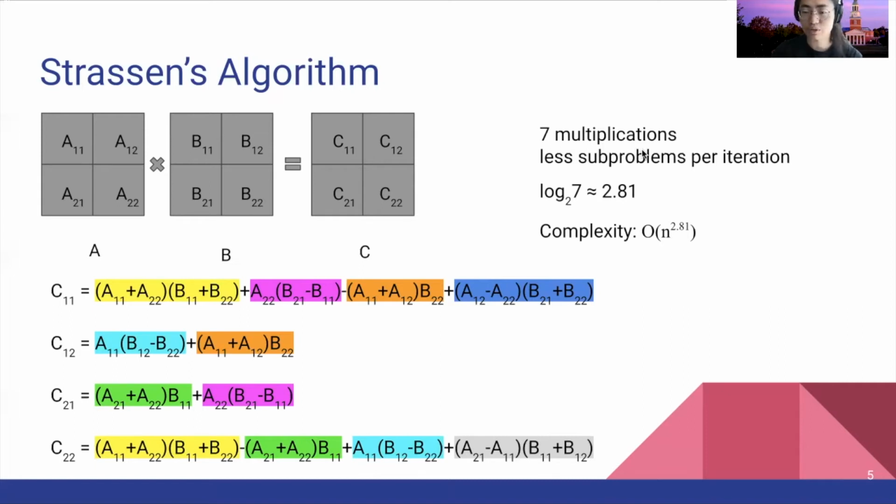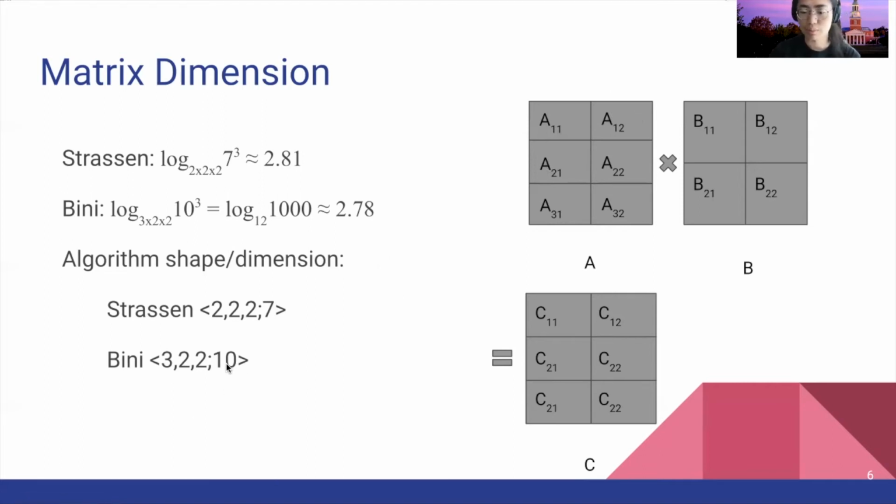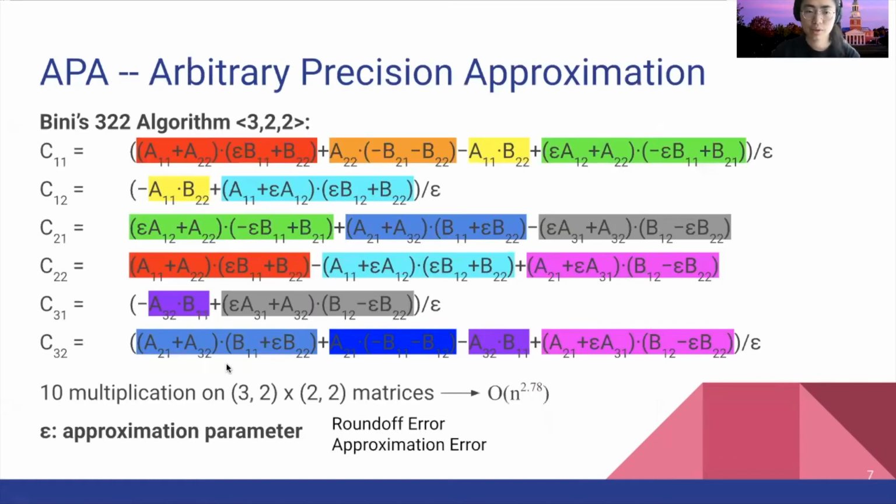So another thing we can do is change the matrix dimension, or how we divide these matrices. The classic and Strassen algorithms both work on 2x2 and 2x2 submatrices. But years later, Bini found another algorithm. It works on 3x2 and 2x2 submatrices. To name these different algorithms, we use the matrix dimensions. So for Bini, we have 3, 2, 2, and then the last number represents the number of multiplications in the algorithm. But more importantly, Bini's algorithm is the first one to use APA, which stands for Arbitrary Precision Approximation.